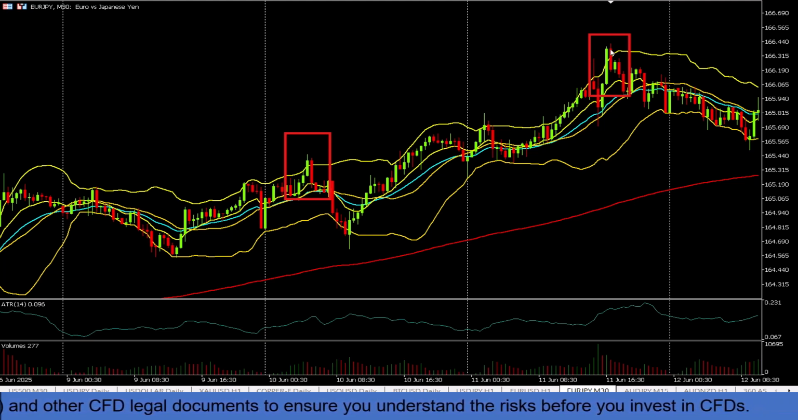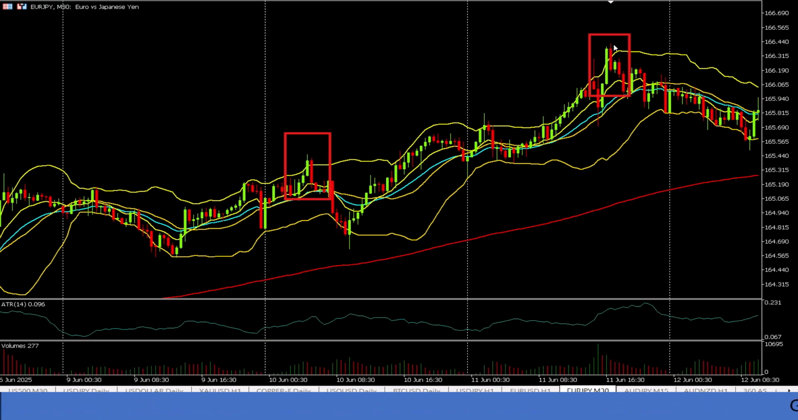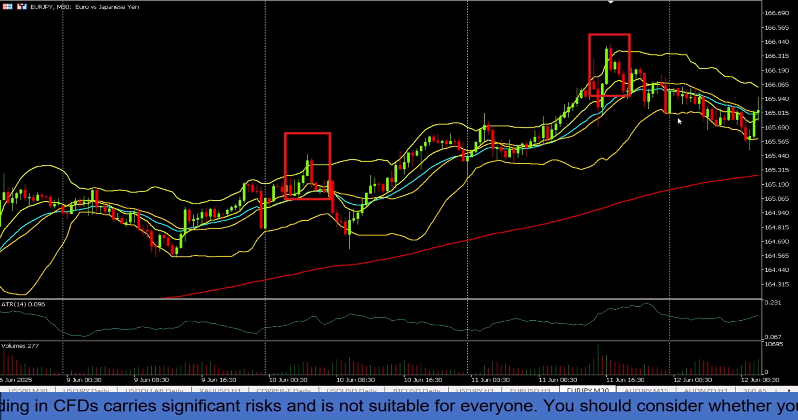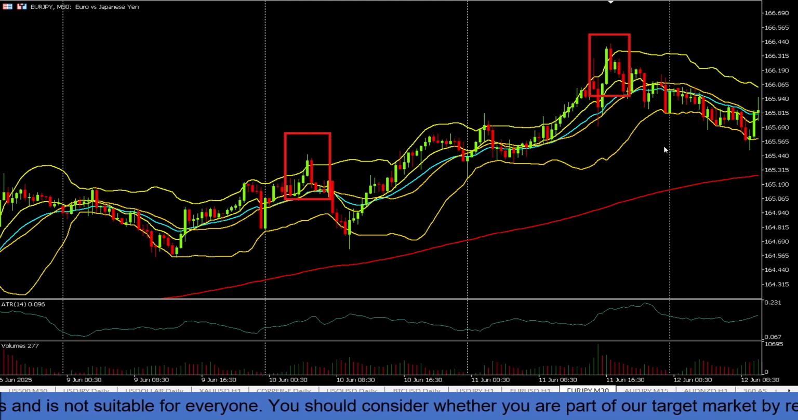Once again, on the second example, a move outside the band, move back inside, and again, we're going to move to the downside to the middle 20 moving average. And again, ultimately, we found ourselves back down here.